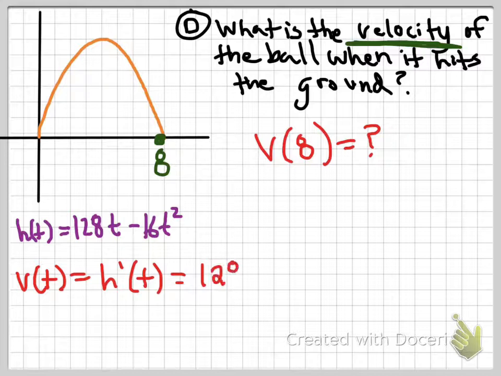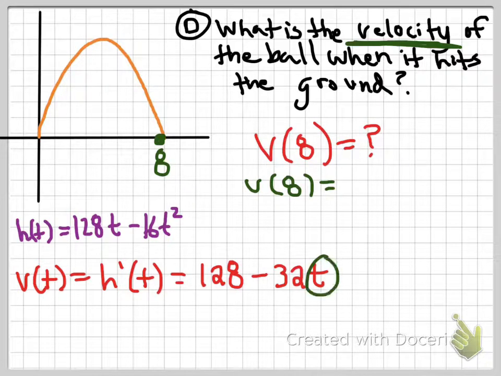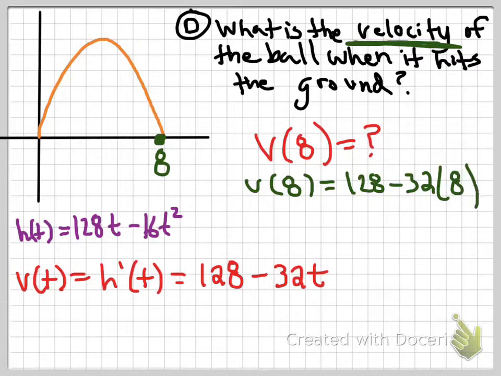We kind of did this earlier. It was 128 minus 16 times 2 is 32t. Now I'm going to go and do what I wanted to figure out earlier. I wanted to figure out what v of 8 was. So what I'm going to do is underneath, I'm going to write v of 8 equals, and I'm basically going to plug 8 into here, into the t. So I'm going to do 128 minus 32 times 8.